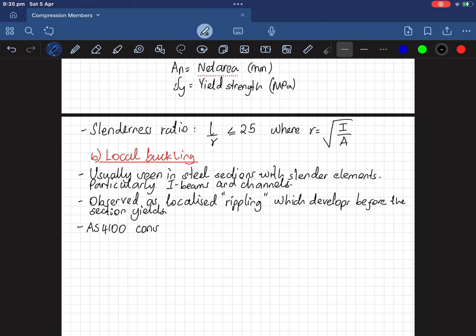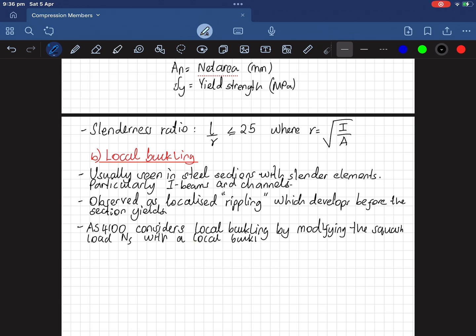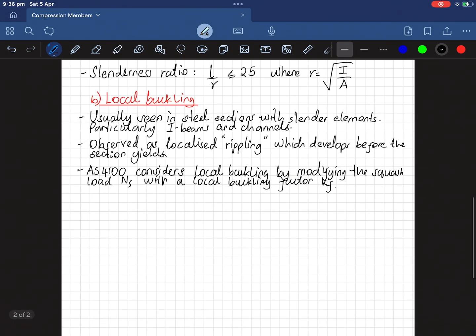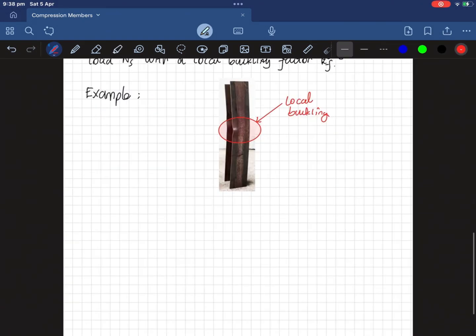It usually happens before the whole section fails, and it reduces the amount of load the member can carry. To account for this, design standards like AS4100 introduce a form factor, kf, to reduce the squash load if local buckling is likely. So it's a reduction factor.